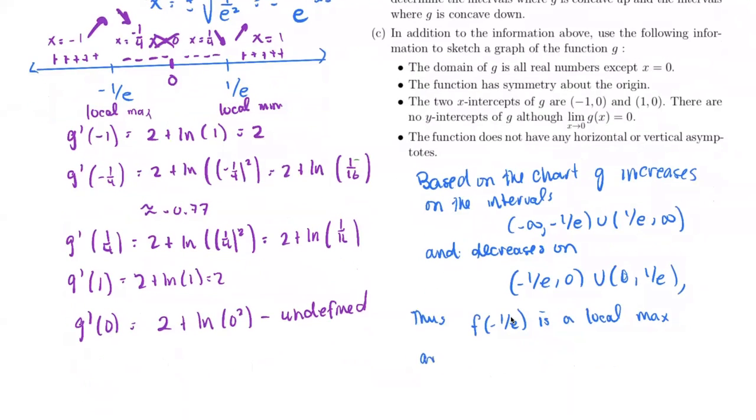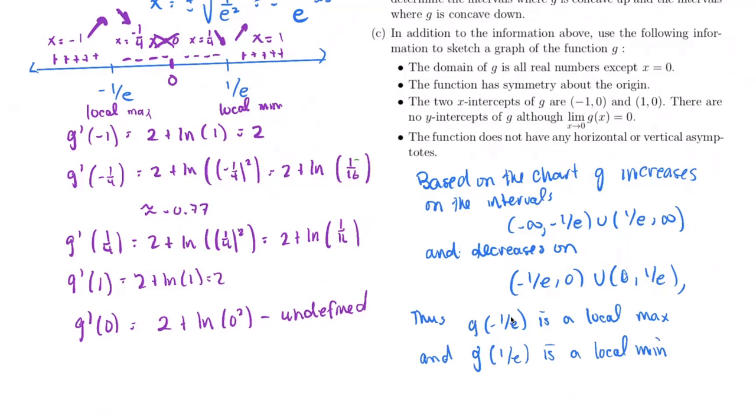And it's supposed to be g. Sorry, I don't know where I put f. And g of 1 over e is a local min. And like I said, you can leave it like this if you're running out of time. You're already investing a lot of time in this problem, so that would be an appropriate place to leave this question.